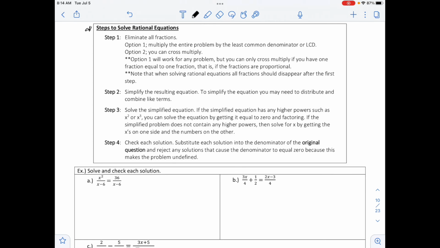Step 4 says check each solution. Substitute each solution into the denominator of the original equation. Reject any solutions that cause the denominator to equal 0, because this makes the problem undefined.